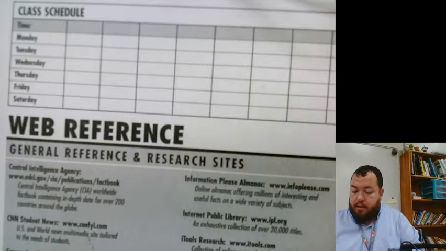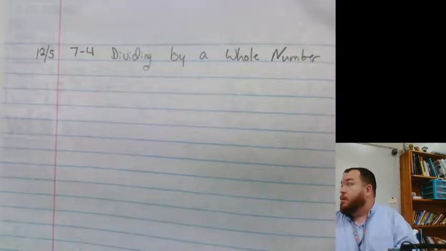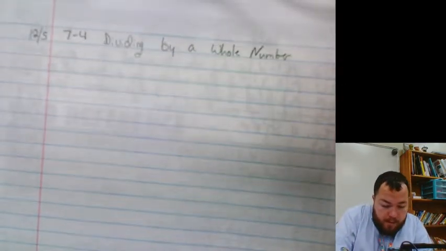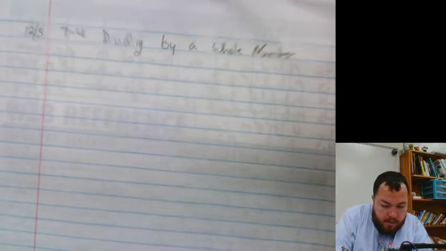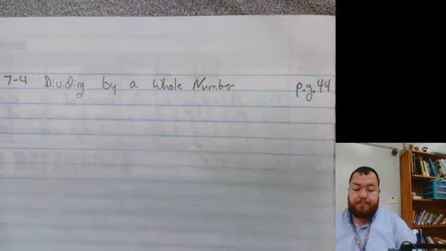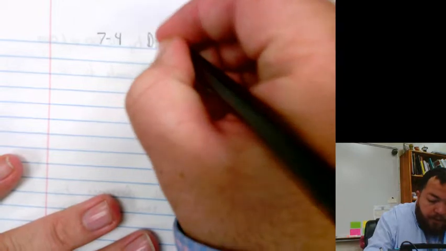So let's find my page. Oh, I didn't update my table of contents. So I need a table of contents. It's going to be page 44. So we're going to have 7-4, divided by a whole number.